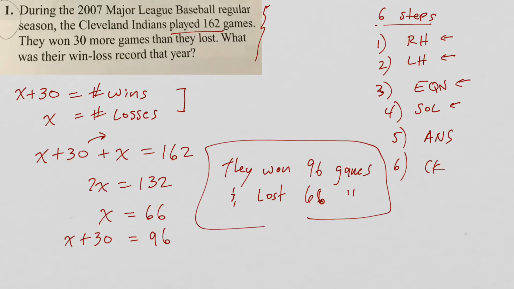Now to check, you add these up. There's 2 checks. One is, do these really add up to 162 games? Well, you can easily check that. And the other check is, did they really win 30 more than they lost? You can check that as well. Let me write this a little cleaner. Okay, so there you have it.